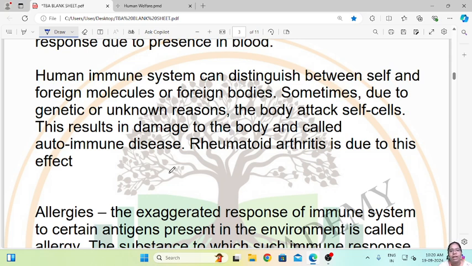But due to some genetic changes or genetic effect, the body is not able to distinguish between foreign molecules and its own cells. At that time, as a self-defense mechanism, the body will attack its own cells. In this way the body damages itself. This type of disease is called autoimmune disease. Rheumatoid arthritis is due to this effect. This type of arthritis is caused by an autoimmune disorder.